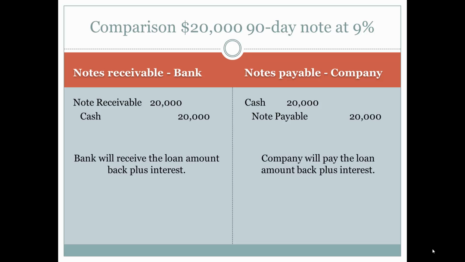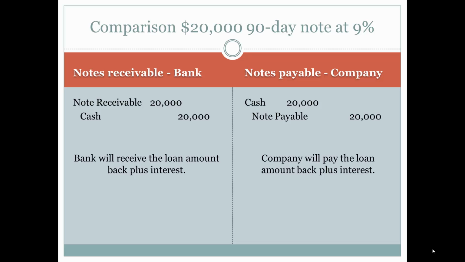Let's look at a $20,000 note. It's a 90-day note and it's going to have an interest component at 9%, 9% annual interest. So a note receivable would more likely be consummated by the bank. The bank would have a notes receivable and the company who borrows the money will have a notes payable.